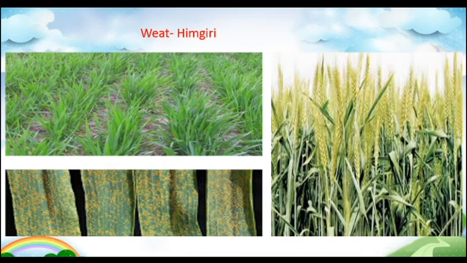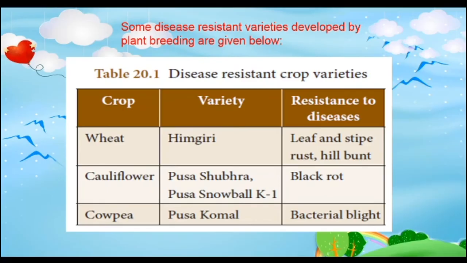So this is the purpose. We have to avoid this type of disease. If you choose this type of variety, it avoids these types of diseases, because they are resistant to the disease. They have the potential to avoid this type of disease, so automatically we will get enough yield. So next one is the cauliflower, Pusa Shubhra, Pusa Snowball K1.